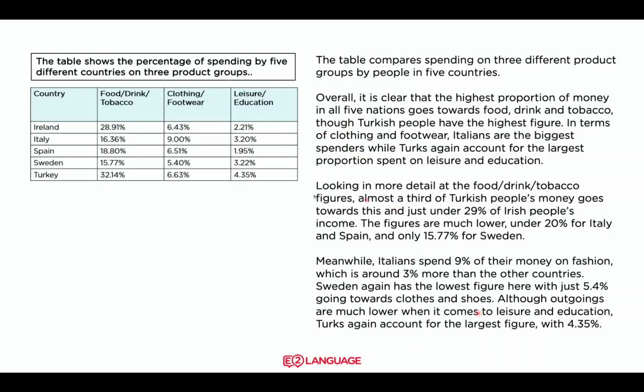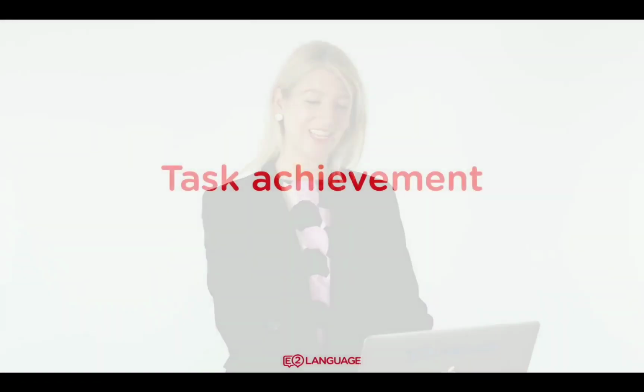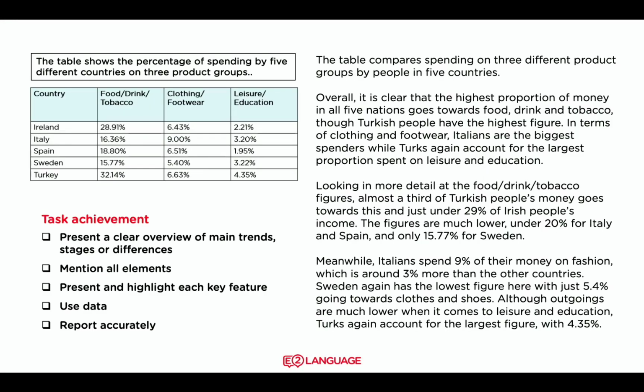So did you notice in the overview I included that information from our analysis earlier? And then for the key features, this first key features paragraph deals exclusively with the content from food, drink, and tobacco. And the second key features paragraph deals with the other two categories. So let's go through our criteria checklist, starting with task achievement.